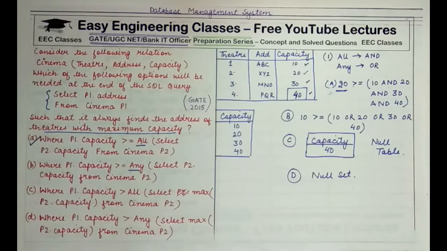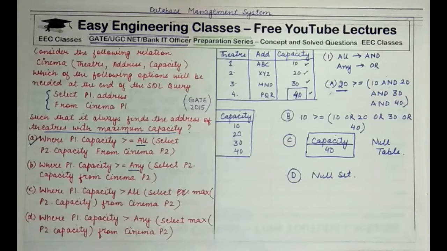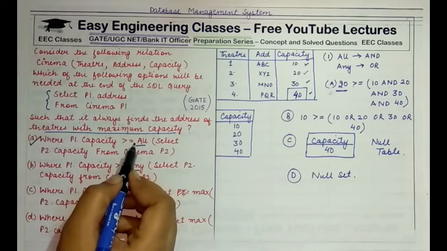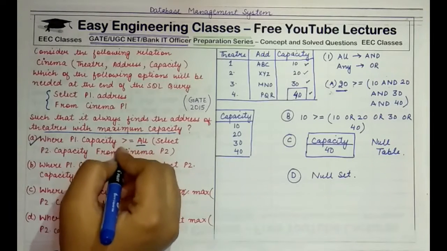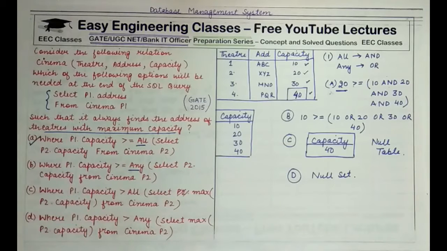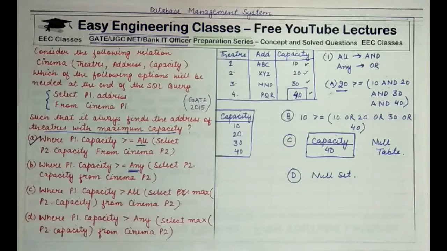You must remember, when you have to check for all keyword, please ensure that the result of the inner query is converted into a condition that has AND keyword between the values, and in case of any keyword, the inner query result is converted into a condition that has the OR keyword. So basically we select, in case of all, the value that is greater than, or whatever condition is specified here, greater than equal to all the values of the inner queries. And here, even if it is true for any one value present in the inner query, then we choose it as the result.